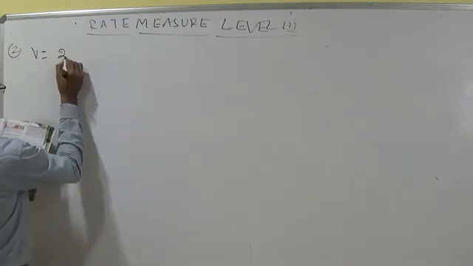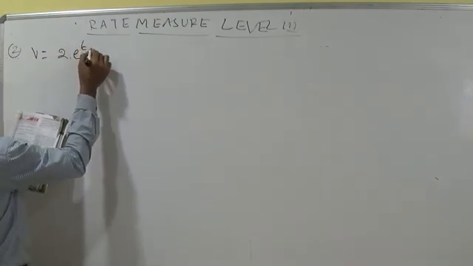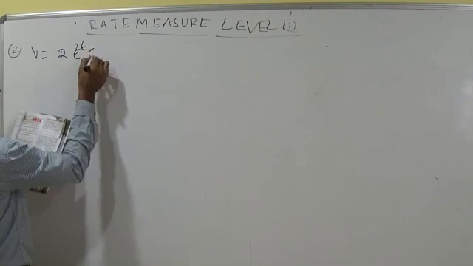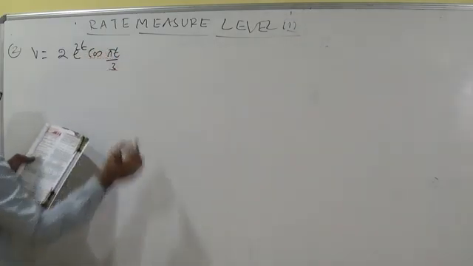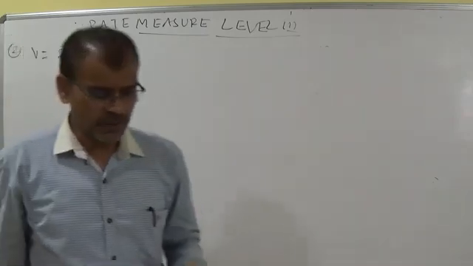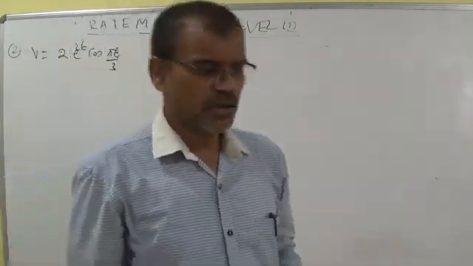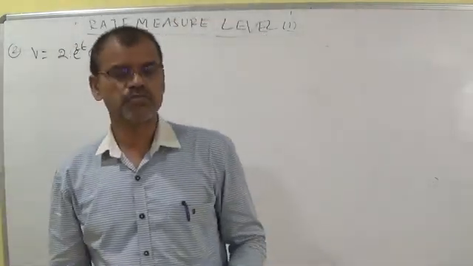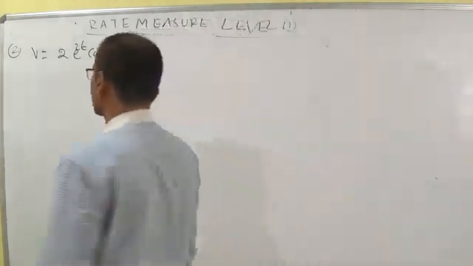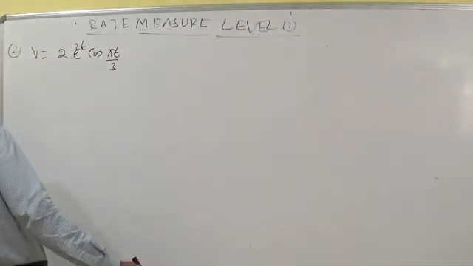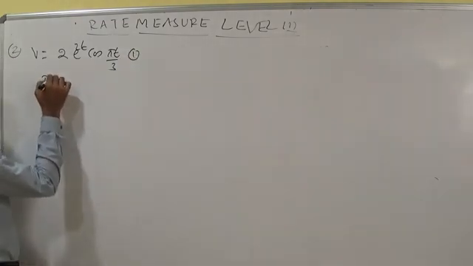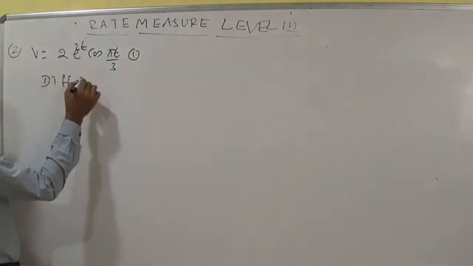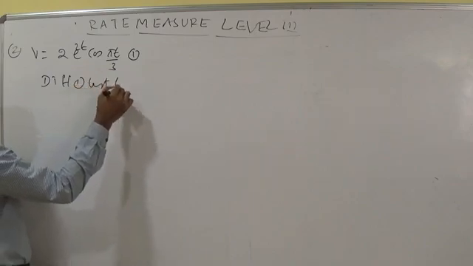The velocity equation is v = 2e^(2t) cos(πt/3). We need the least value of t at which the acceleration becomes 0. Let this be the first equation. Differentiating both sides with respect to t.